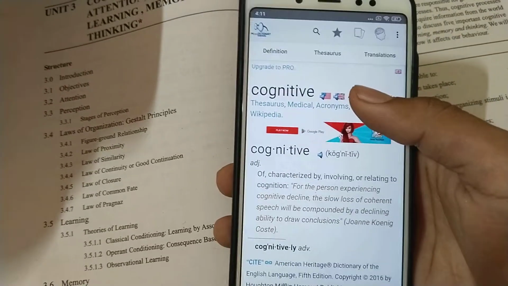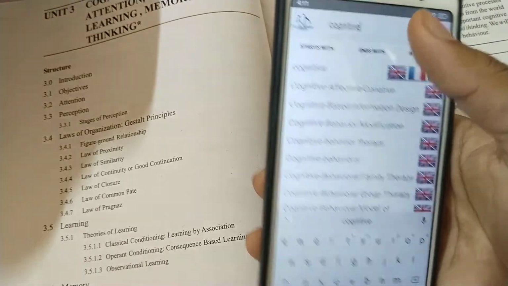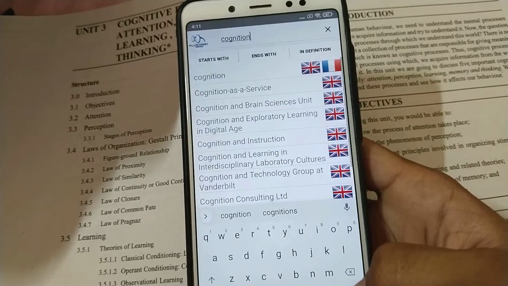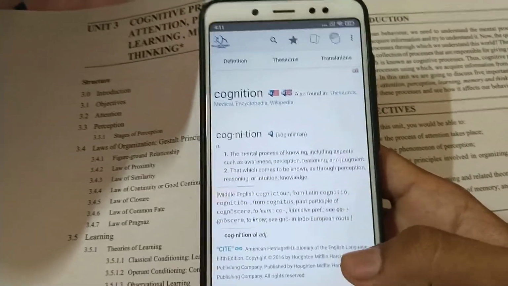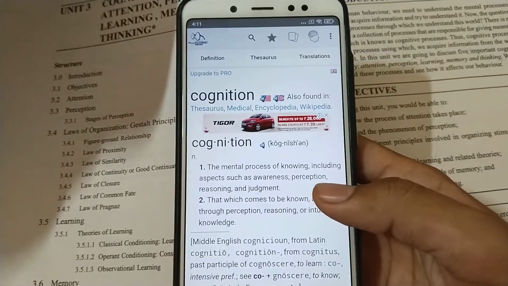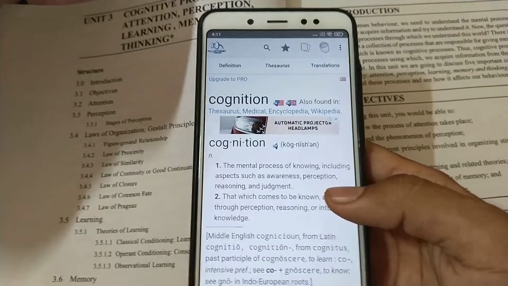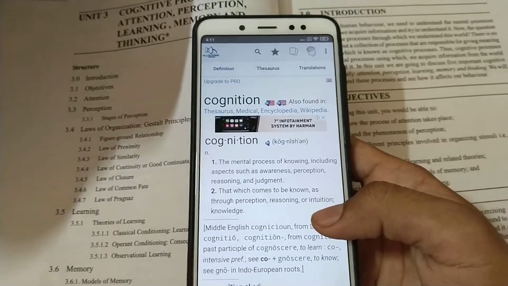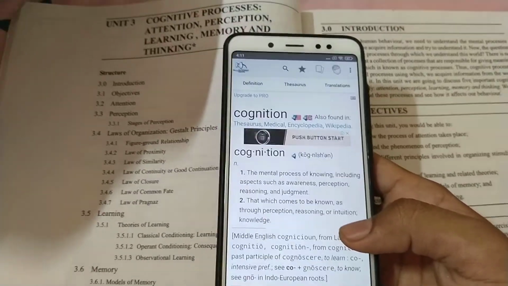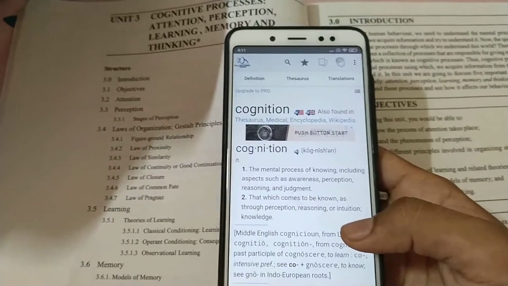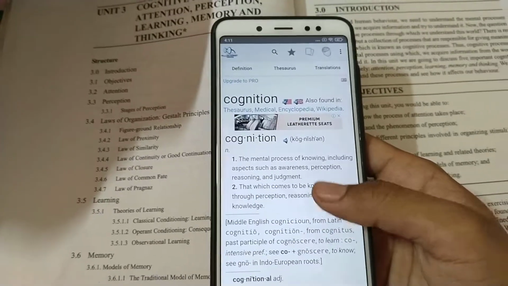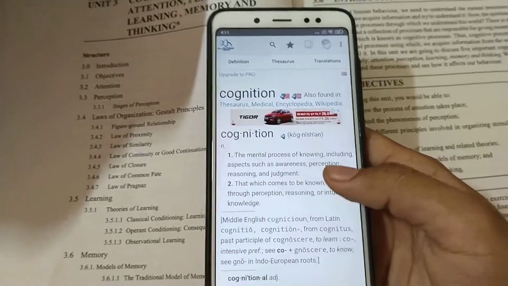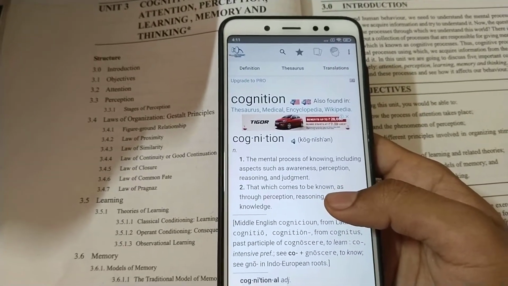I think it's better to search it directly. And cognition means the mental process of knowing, including aspects such as awareness, perception, reasoning, and judgment, that which comes to be known as through. So, cognition is something which is known to us through these following factors, which include awareness, perception, reasoning, and judgment.